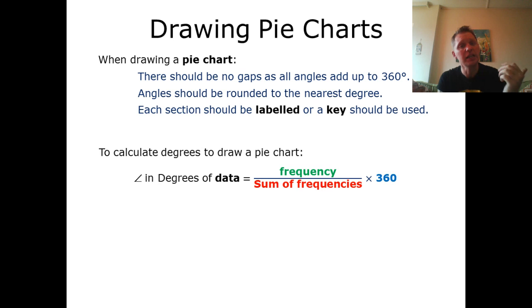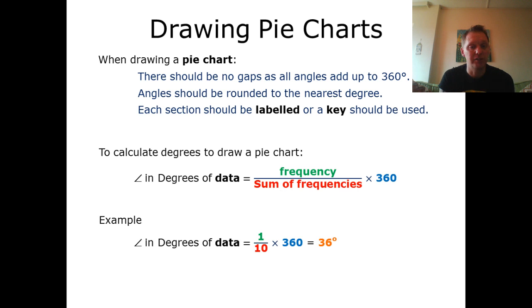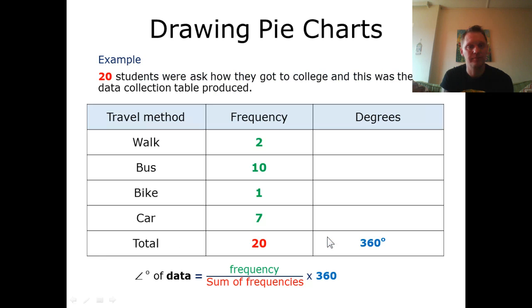use. To calculate the amount of degrees for each category of our data, we are going to take our frequency for that category, divide that by the total sum of frequencies, and then times that by 360. So as an example, for one set of data, we've got 1 within there, 1 divided by 10, which is our total frequencies, times that by 360. That means for this category it will be 36 degrees.